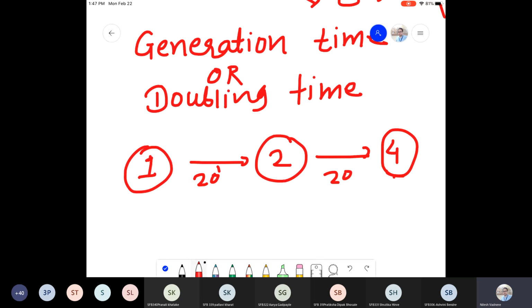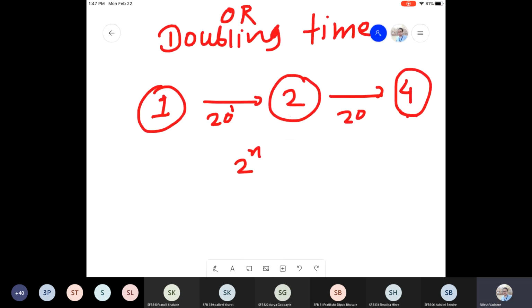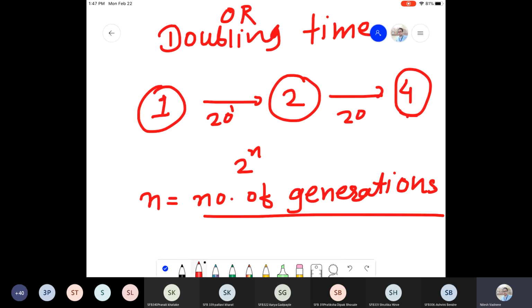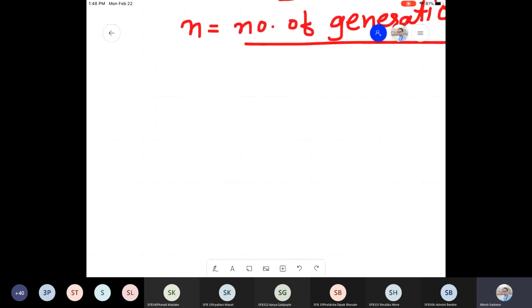The population is doubling after every 20 minutes, and the increase in population is always 2 raised to n, where n is the number of generations. Okay, so the more the number of generations, the more the population. Suppose there are 8 generations, so 2 raised to 8 will be the number of population after the 8 generations. So we can simply write it in tabular form also.